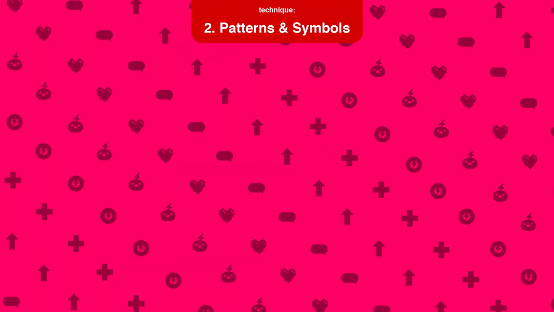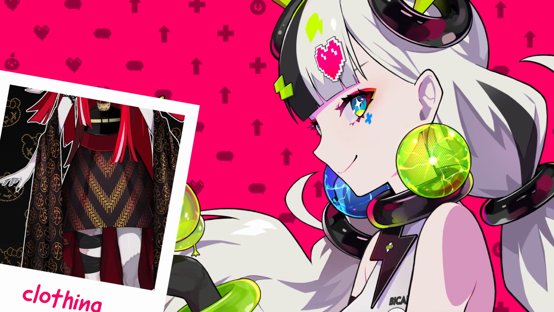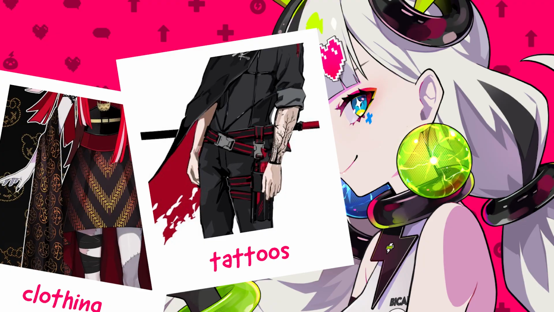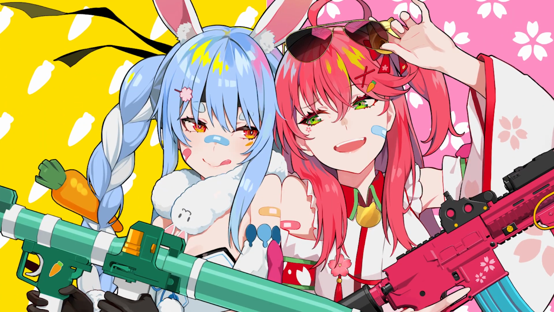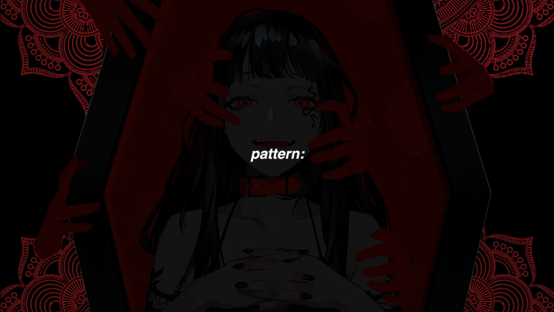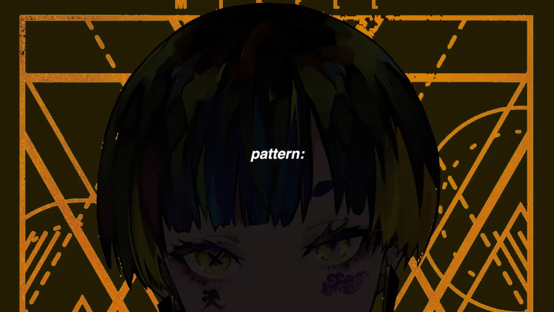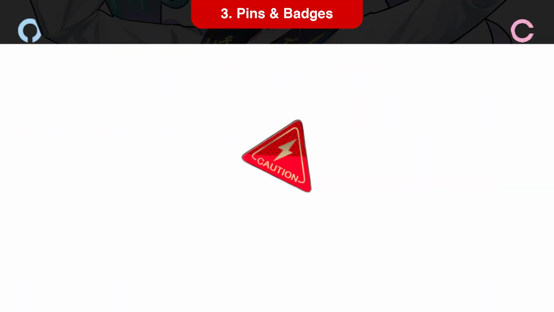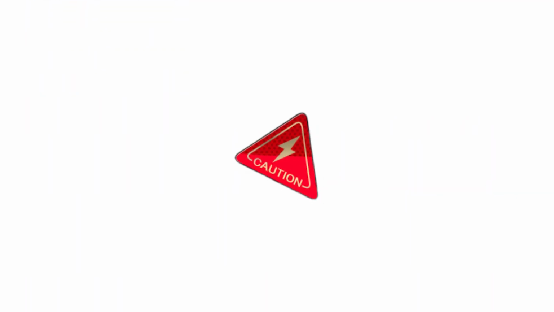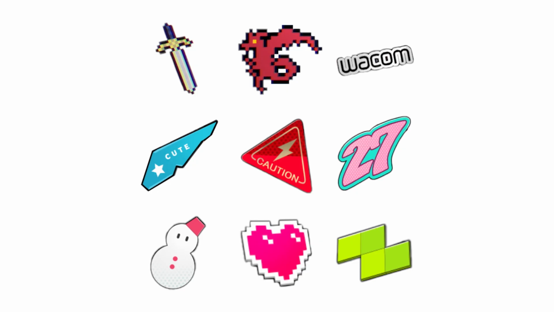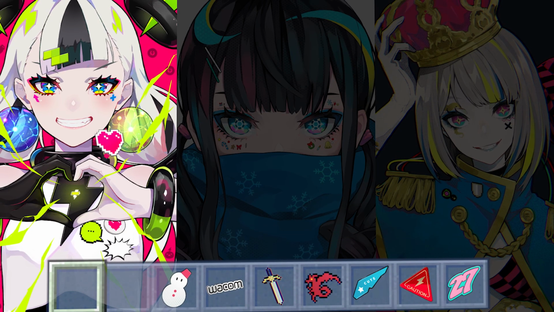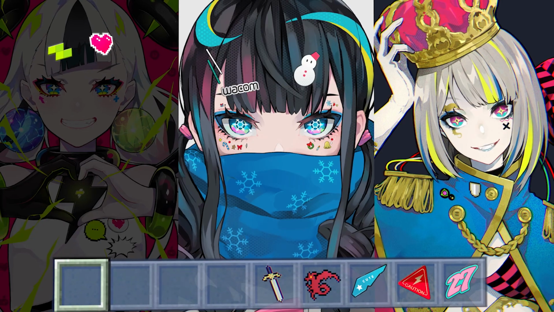Patterns and symbols are usually seen in backgrounds or clothing, and sometimes as tattoos. When used, it gives the whole image a more graphic look. The clean geometric symbols contrast and complement the hand-drawn illustration really well. Pins and badges are another decorative element that helps add complexity to the illustration and give it a graphic look. These often work really well with hair and on clothes.